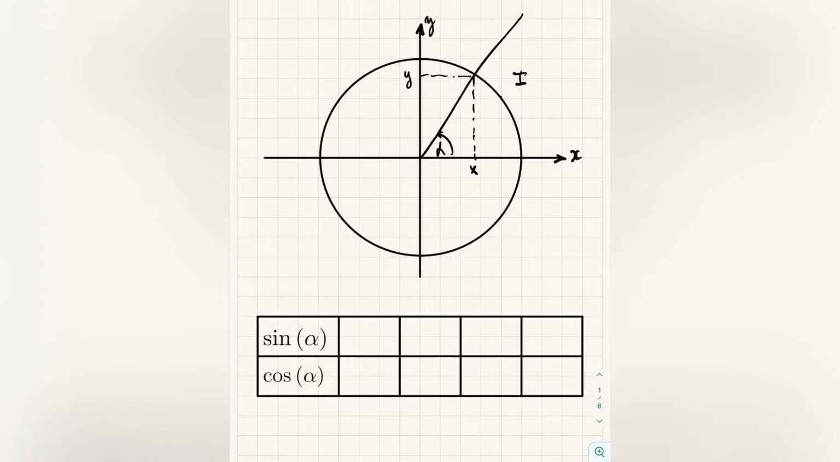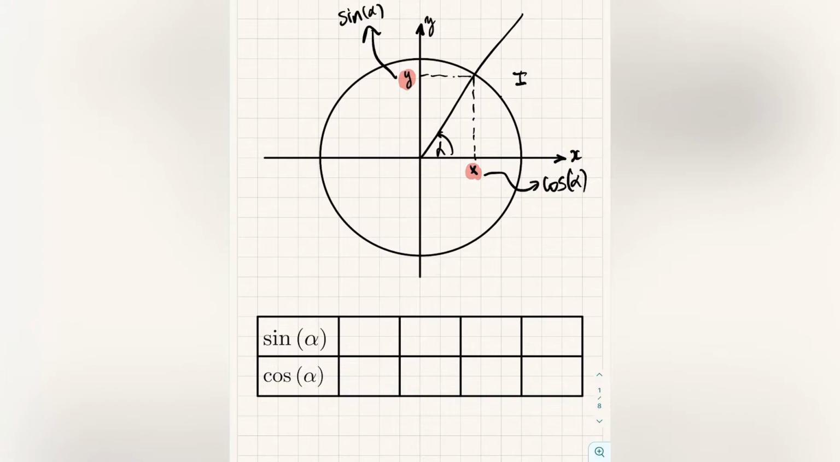And now what you just have to remember is where you read which value. So on the y-axis, you always read the value sine. And on the x-axis, you always read the value cosine. So to determine the value, you just have to see what is the sign of the coordinate of that point.